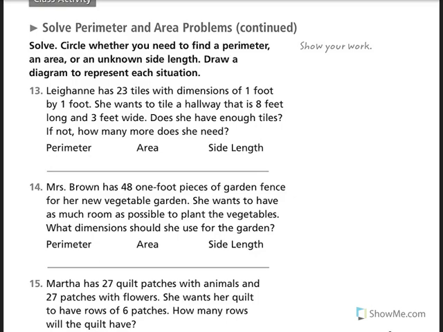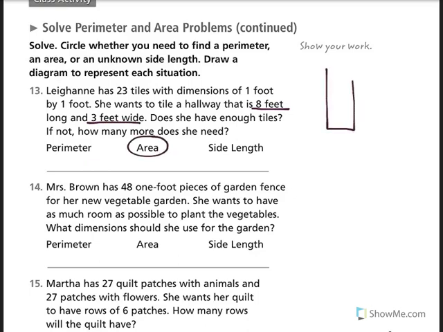That's fine. Leanne has 23 tiles with dimensions of 1 foot by 1 foot. She wants to tile a hallway that is 8 foot long and 3 feet wide. Does she have enough tiles? If not, how many more does she need? So, we're trying to figure out how much would be needed for 8 feet by 3 foot. So that's an area question.